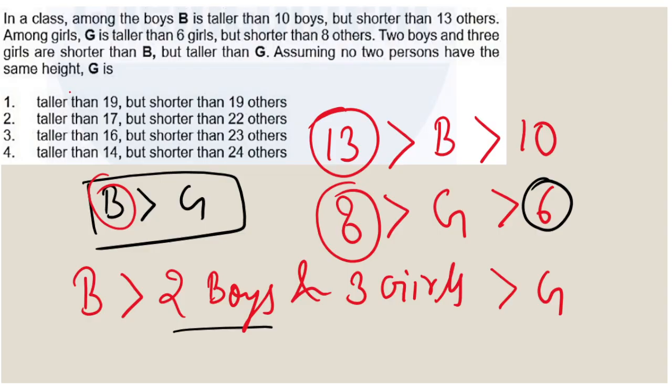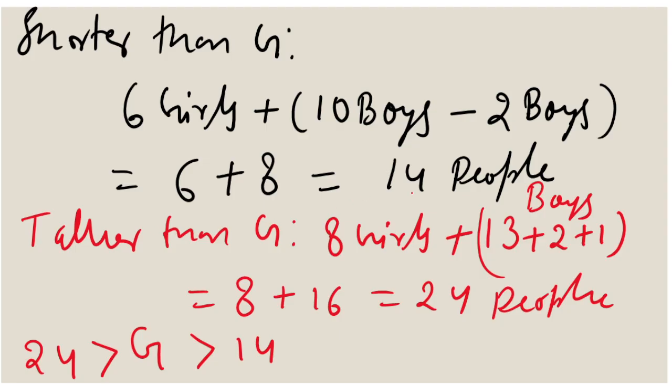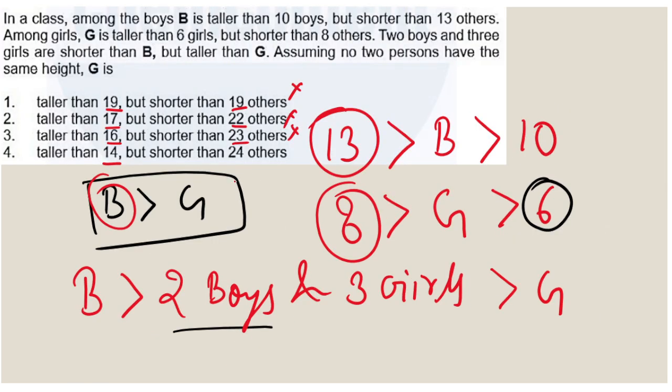Now let's see the options. G is taller than 19 but shorter than 19 others: incorrect. Taller than 17 but shorter than 22 others: incorrect. Taller than 16 but shorter than 23 others: incorrect. G is taller than 14: correct. These 14 people are shorter than G, which means G is taller than these 14 people and shorter than 24. So option 4 will be the correct option.